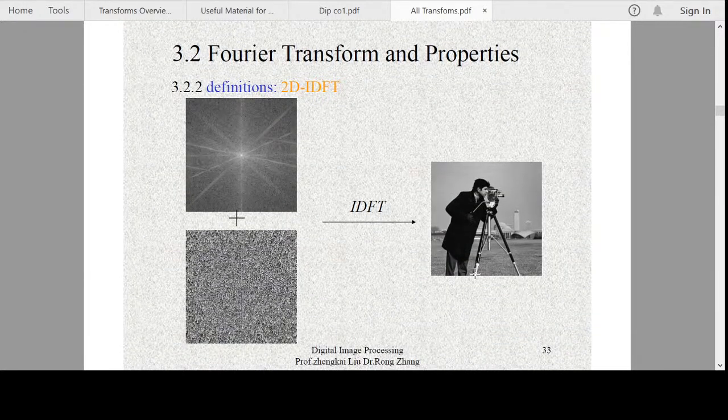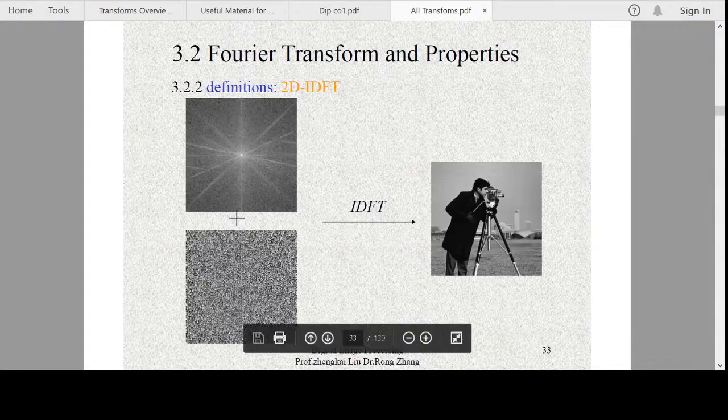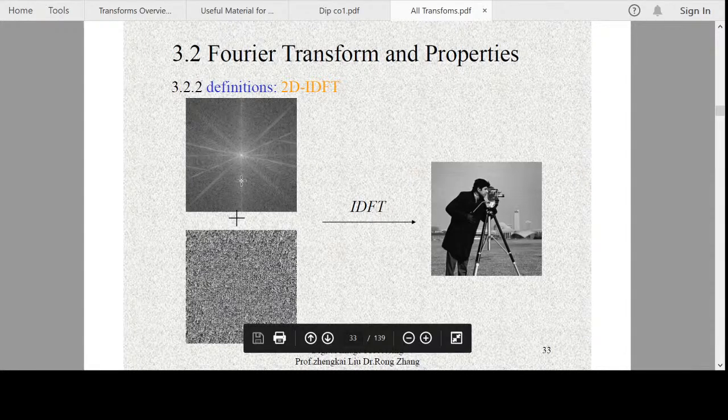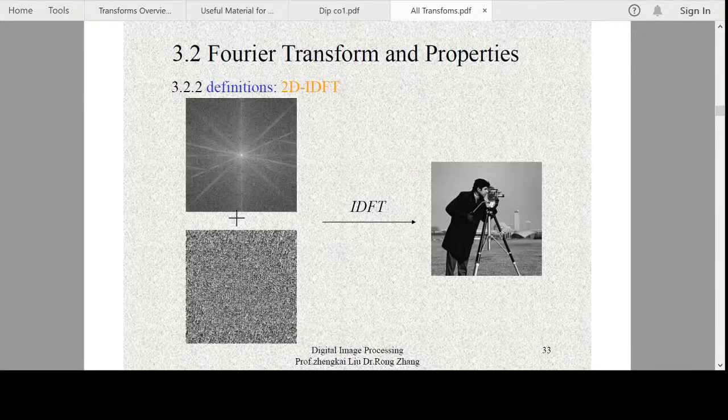And what is the importance of magnitude and phase? This is magnitude and this is phase. Both will combine and give the IDFT to get the original image back. So we need both the magnitude and phase of the given image to get the IDFT of the given image.